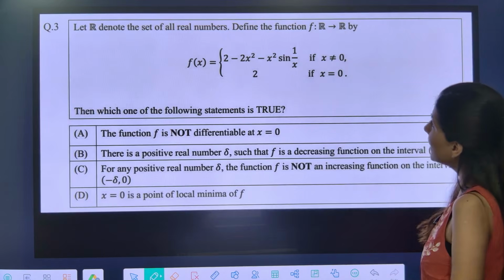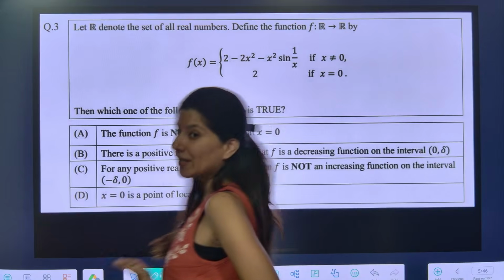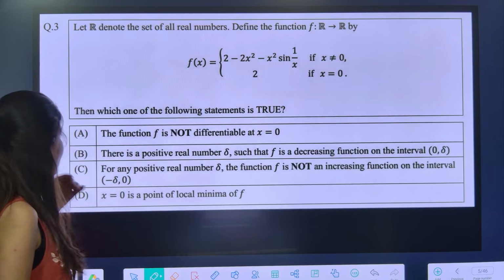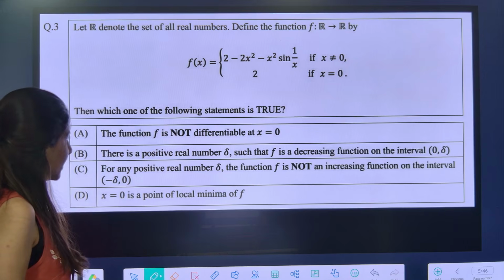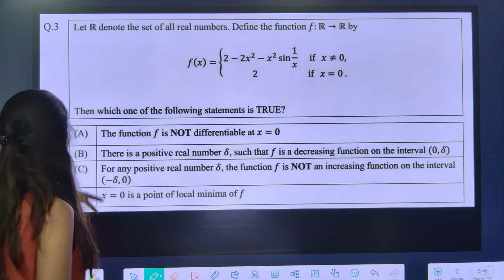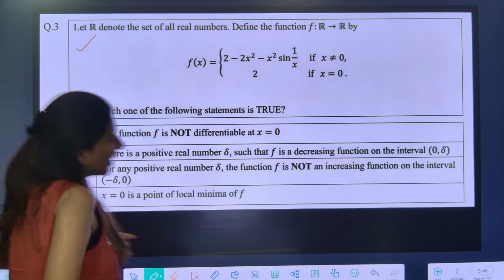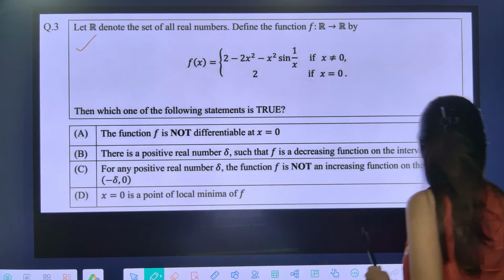Next question is from calculus. I think a calculus question is there, but the nature of the options tells me that differentiability, decreasing, increasing, maxima, minima, all 4 things you have to calculate just for a single correct. So I think this will be in my second round, but not at all in my first round.